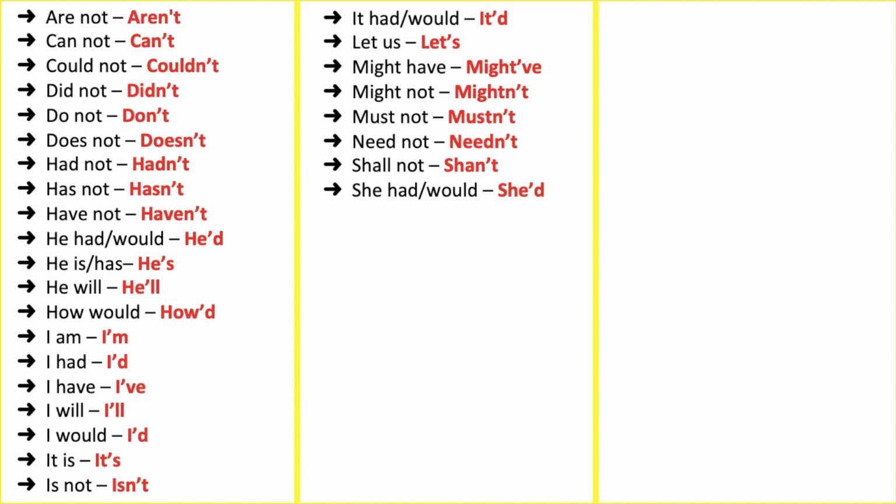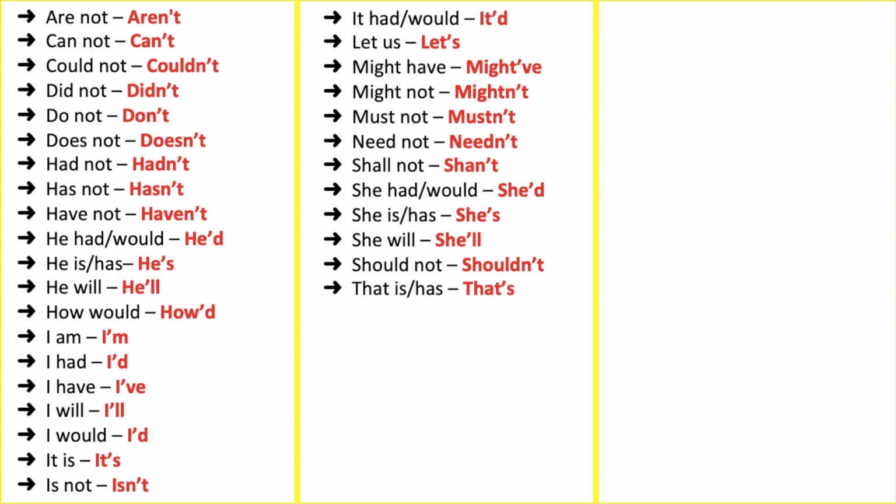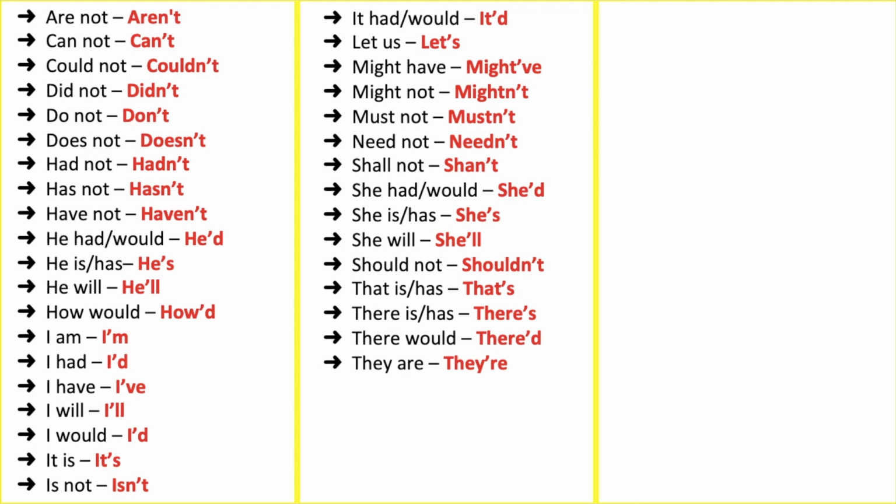She had or she would, she'd. She is or she has, she's. She will, she'll. Should not, shouldn't. That is or that has, that's. There is or there has, there's. There would, there'd. They are, they're.